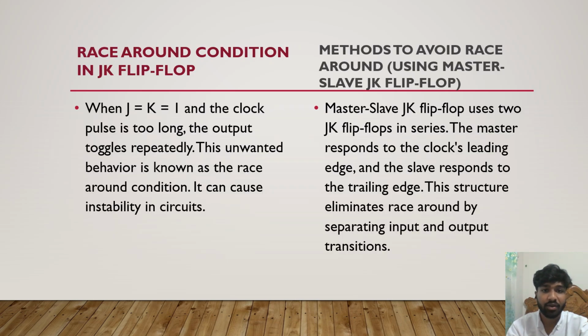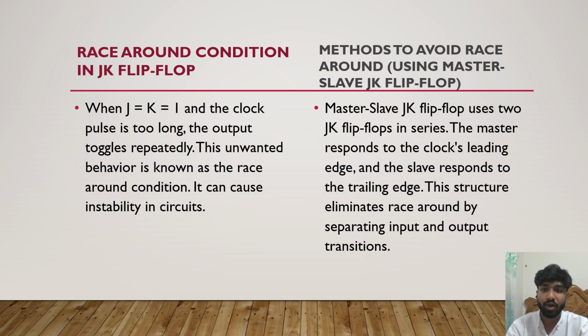Let's know the race around condition in JK flip-flop. When both J and K equal 1 and the clock pulse is too long, the output toggles repeatedly. This unwanted behavior is known as the race around condition. It can cause instability in circuits.